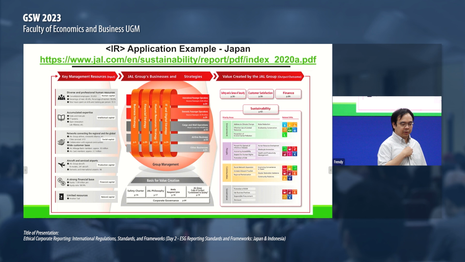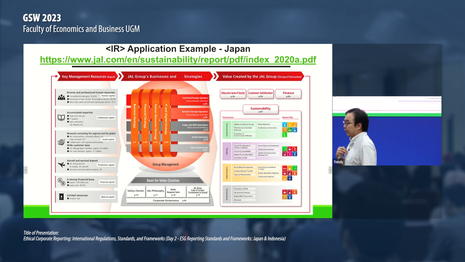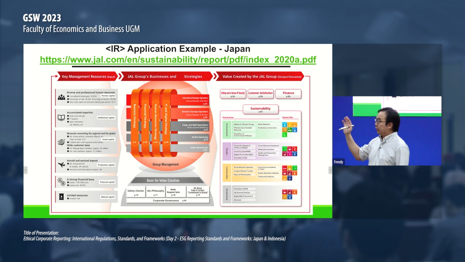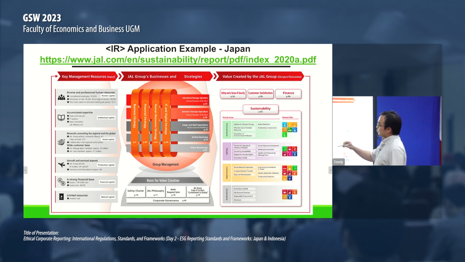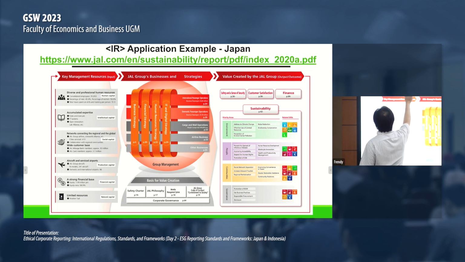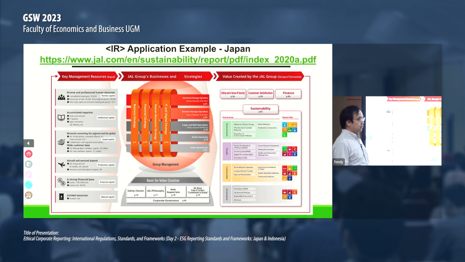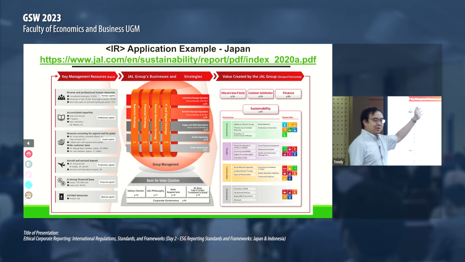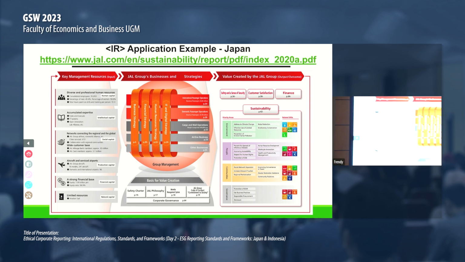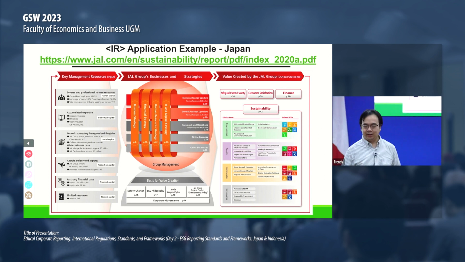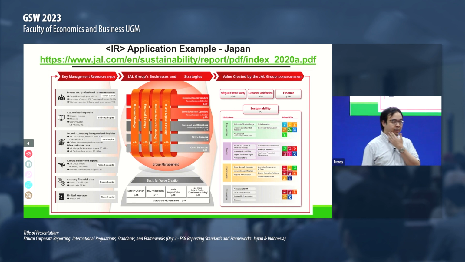This is an example of integrated reporting. Again, if you want to see the full report, you can check this link. This is a company called JAL. Anyone know what company this is? JAL? Yeah, Japan Airlines. So it's an airline, one of the biggest airlines in Japan.